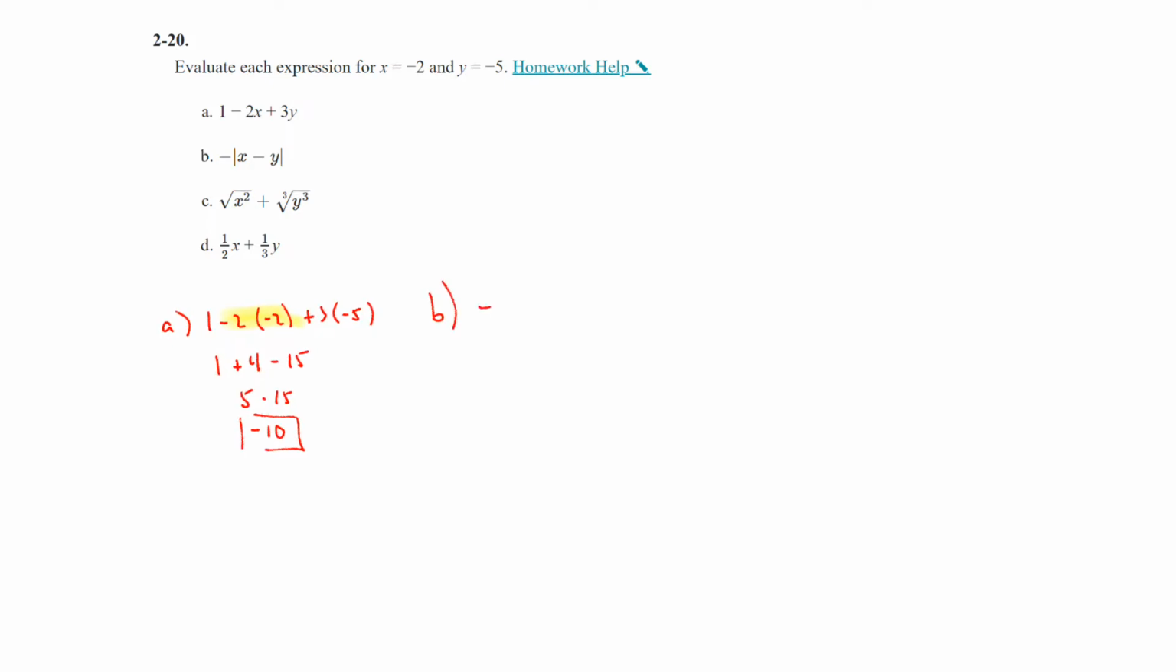On part B, it's the negative or opposite of the absolute value of x minus y. So that's -2 minus -5. We have to evaluate the entire inside of the absolute value. So -2 minus a -5, that's +5. So that would be the absolute value of 3. And then the absolute value of 3 is 3. And since the opposite of the absolute value is there, that needs to include the opposite at the end. So it is -3 at the end.